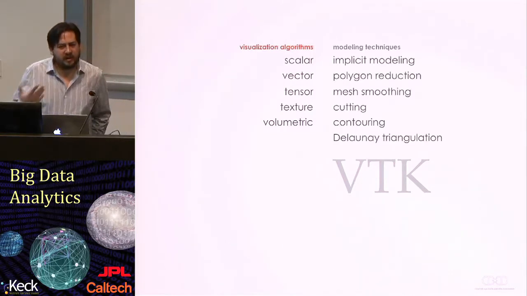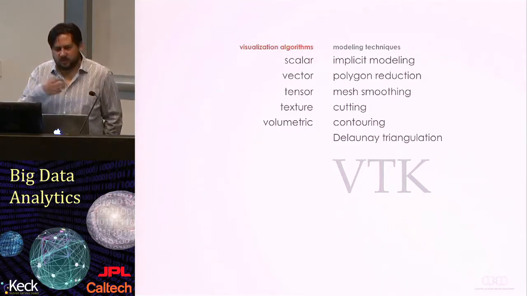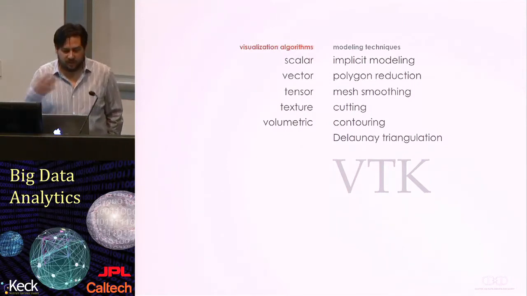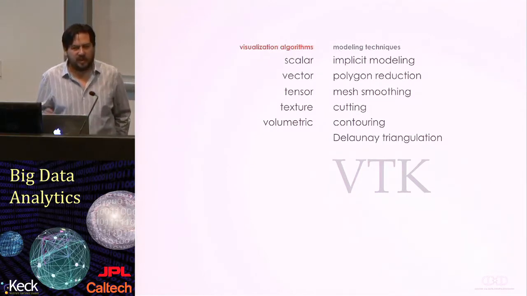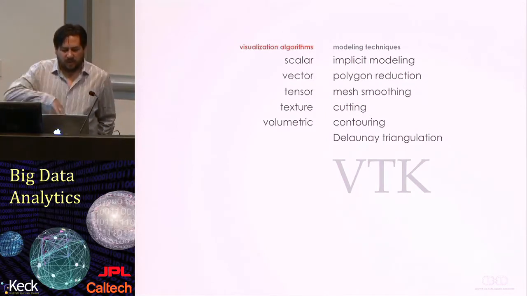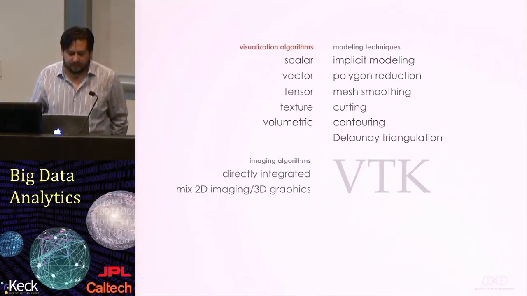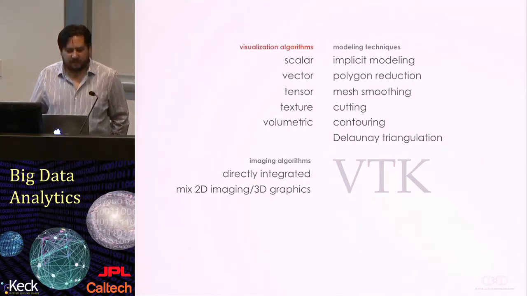Now, you can actually create meshes themselves within VTK. There is implicit modeling. There are tools for polygon reduction and for mesh smoothing. You can cut meshes to create new meshes that are just a subset of the original mesh. And as I said before, you can have a set of points in 3D space and come up with an envelope or a Delaunay triangulation of these points. There is also a set of imaging algorithms, as well as some basic statistical tools and InfoVis tools within VTK.